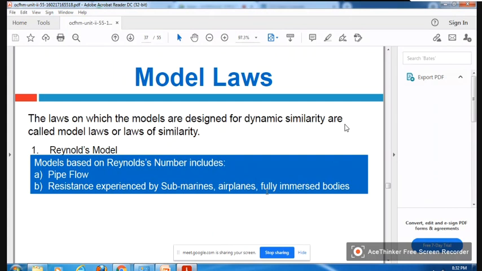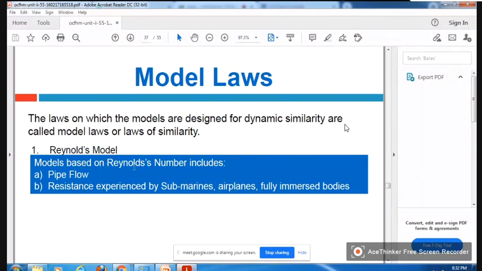Model laws: the laws on which the models are designed for dynamic similarity are called model laws, or laws of similarity, right? And the Reynolds number is used for problems of pipe flow and resistance experienced by submarines, aeroplanes and fully submerged bodies. So the model based on the Reynolds number includes these.